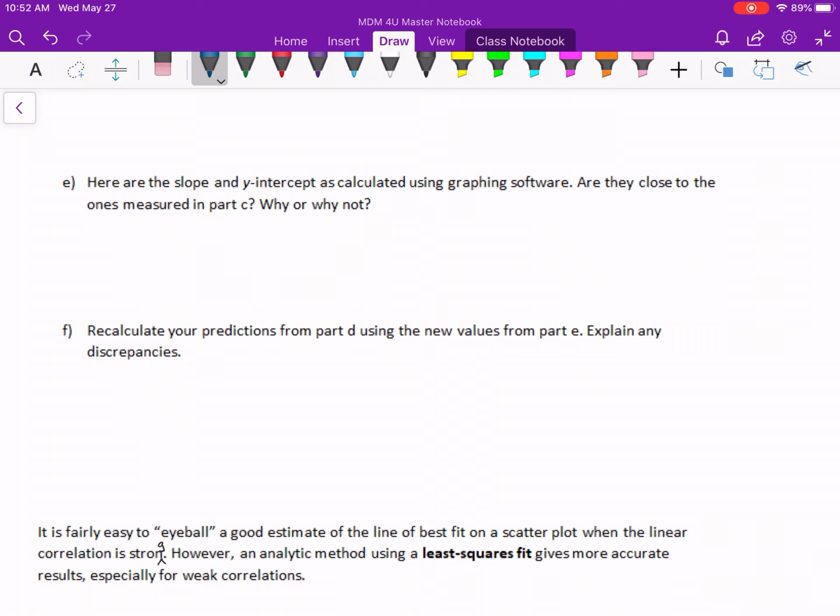Here are the slope and y-intercept calculated using graphing software, which I'm going to show you how to use tomorrow. I won't do it today, but I did calculate it, and I got a slope of 1.26 for this data and a y-intercept of negative 30, giving me an equation of y equals 1.26x minus 30.